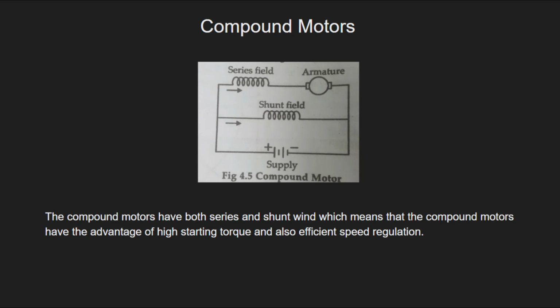And the last type of DC motor is the compound motor. The compound motor has both series and shunt winding, which means that compound motors have the advantage of high starting torque and also efficient speed regulation.